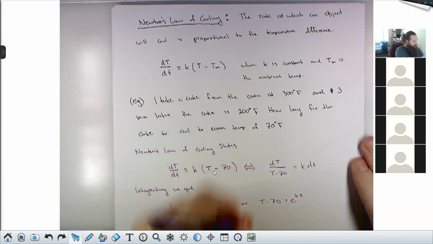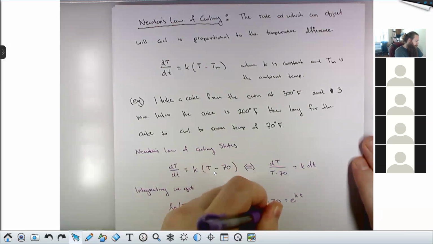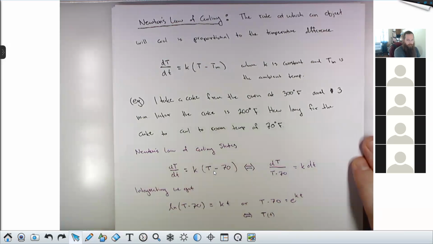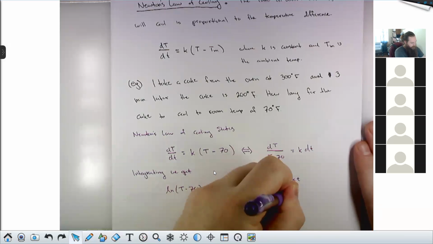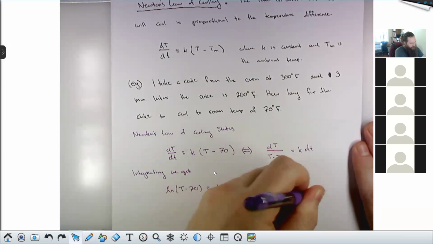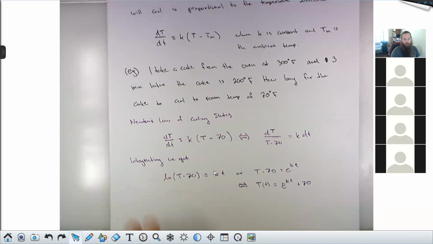which we can rewrite as T of t, I'll write it like this in the function notation, is equal to e to the kt plus 70. Now, temperature here is measured in degrees Fahrenheit. Time here is measured in minutes. They gave us the units. So it's implicit. I'm not going to say that in the notation down below.